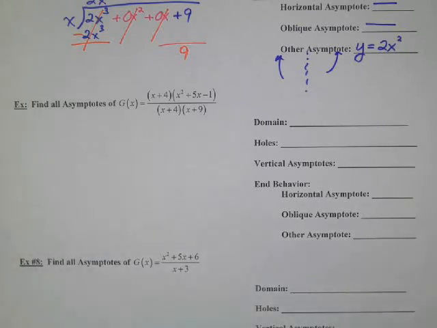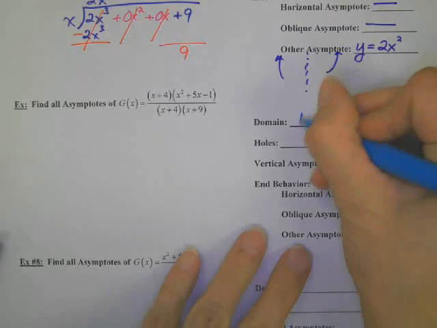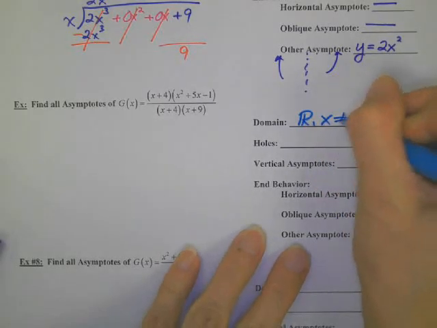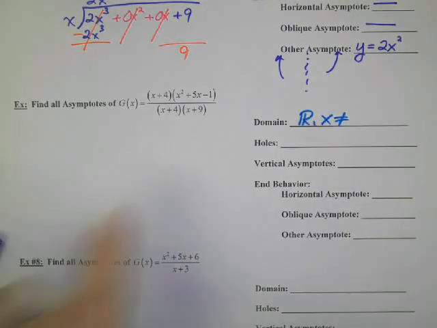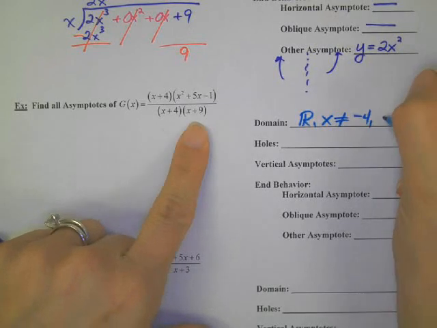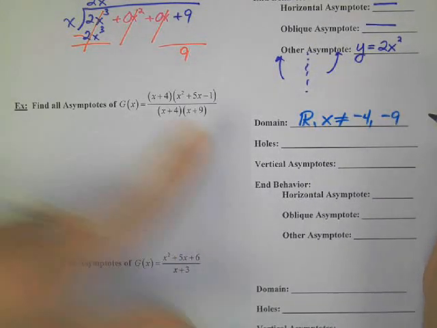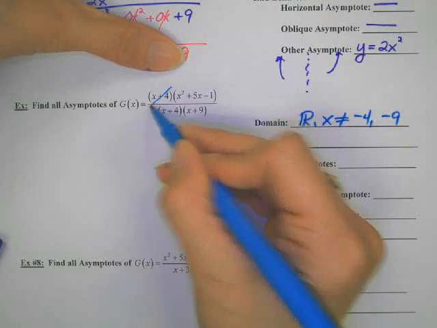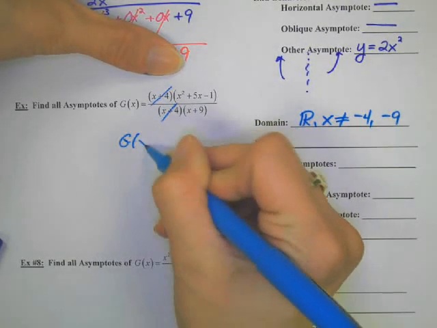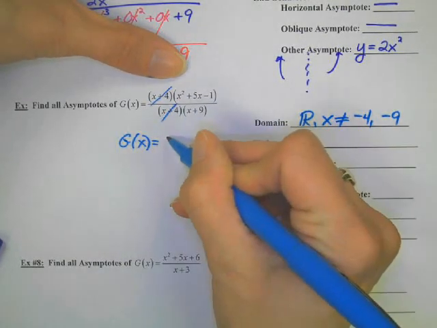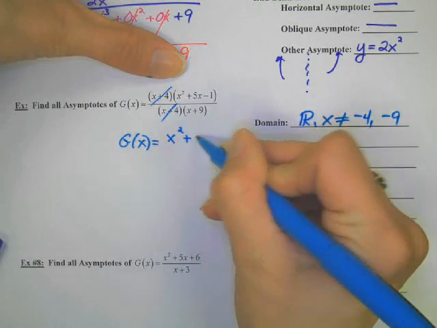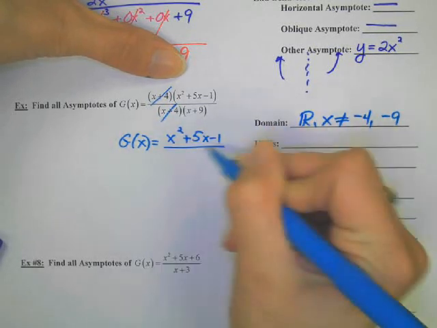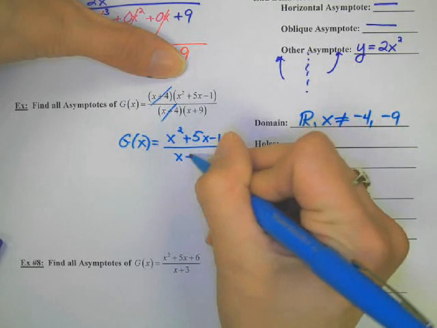Oh, I like how this one's already factored. It's already in factored form. I'm going to write the domain right away. So all real numbers except, let's see, we're not going to be allowed to use a -4 or a -9. Okay, let's go ahead and cancel those guys out. So g of x can get a little bit smaller. x squared plus 5x minus 1 is simply over x plus 9.